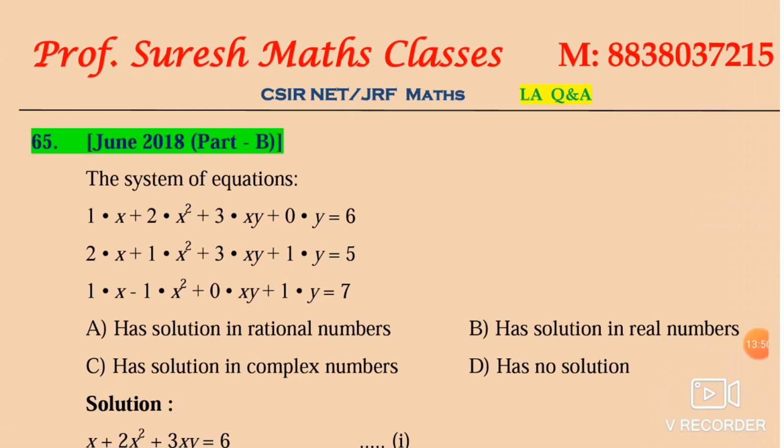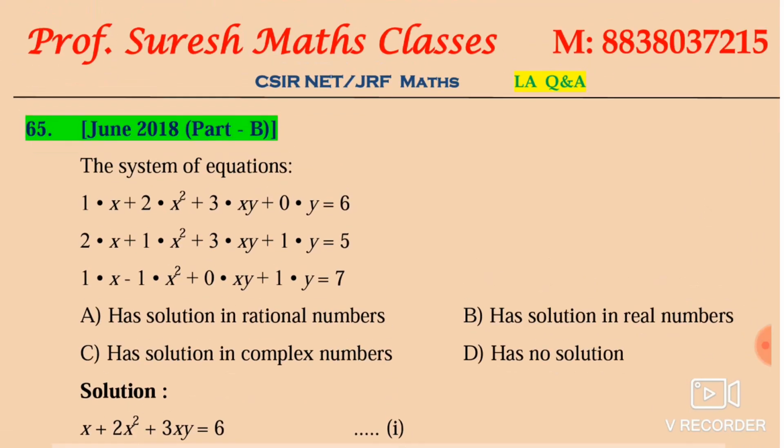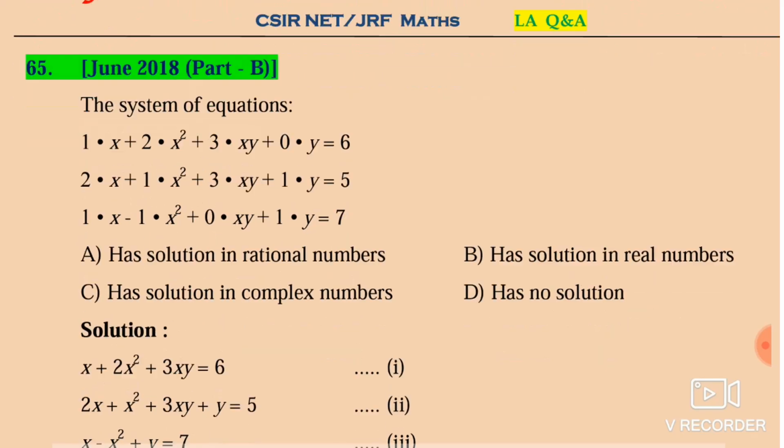June 2018 recent question, part B. The system of 3 equations is given. Whether it has a solution in rational numbers, real numbers, or complex numbers, or has no solution. So this is not a linear equation because the degree is x square here. So 1 plus x plus 2 into x square plus 3 into xy like that. So these are not linear equations. So we cannot apply the ordinary method. We are using linear algebra.